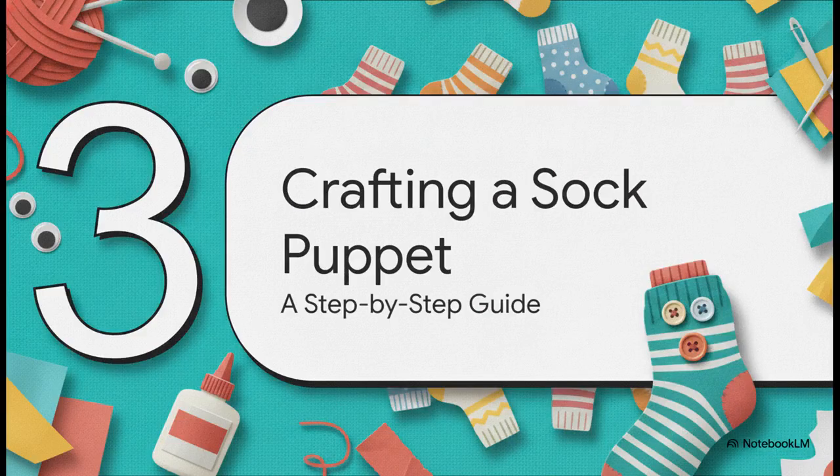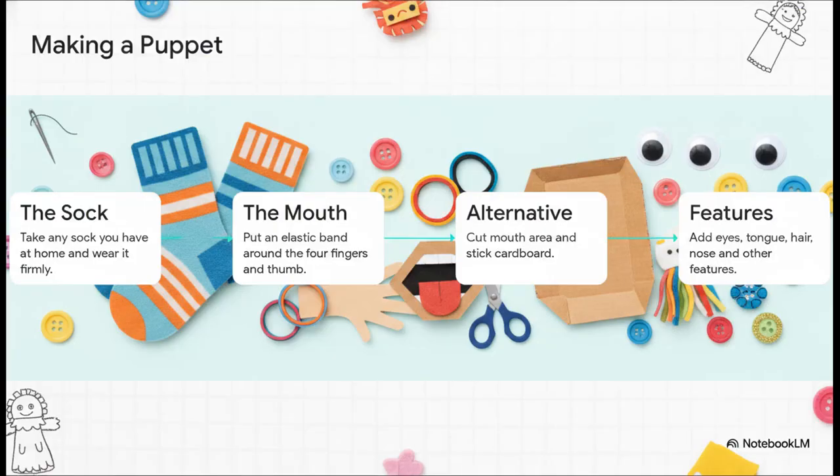Section 3. Crafting a sock puppet, a step-by-step guide. We're going to engineer a slightly more complex puppet using everyday items you definitely just have sitting in a drawer somewhere. Let's see how this builds through 4 foundational steps: finding a sock, securing a grip, creating a mouth structure, and customizing the features. We'll break these down one by one.